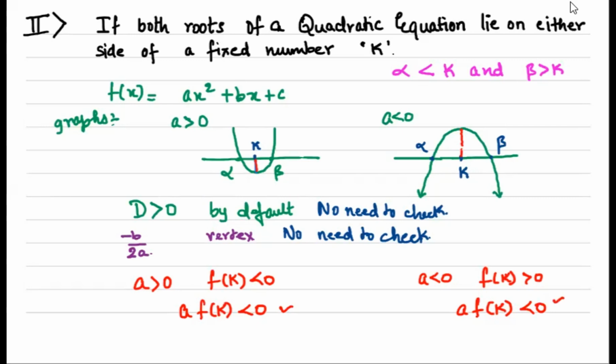So therefore, what we conclude from here is the condition for the roots to be on either side of a fixed number k is a times f of k is less than 0. This is the only condition we need to check. All right. Perfect. So now let's do some questions based on this.